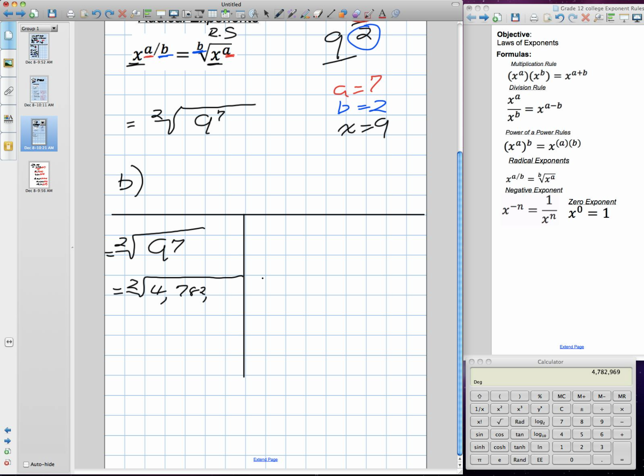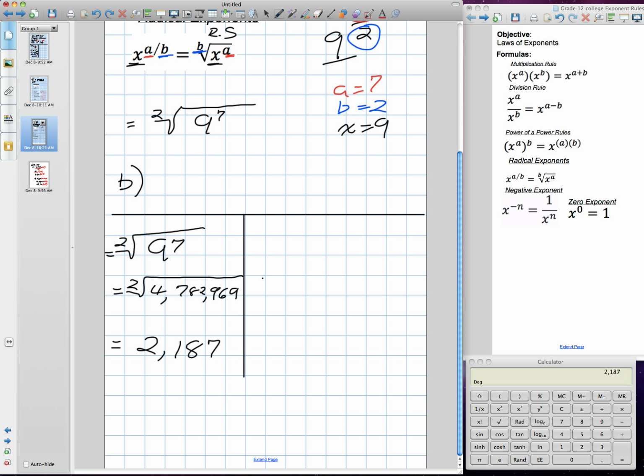Next thing we have to do is we have to find the square root of that. You probably have a button for just square root, but if you want to get used to the way we're doing it, you can still use that radical button to the root of 2, so we use the number 2 instead. So the square root of this number, we get 2,187.